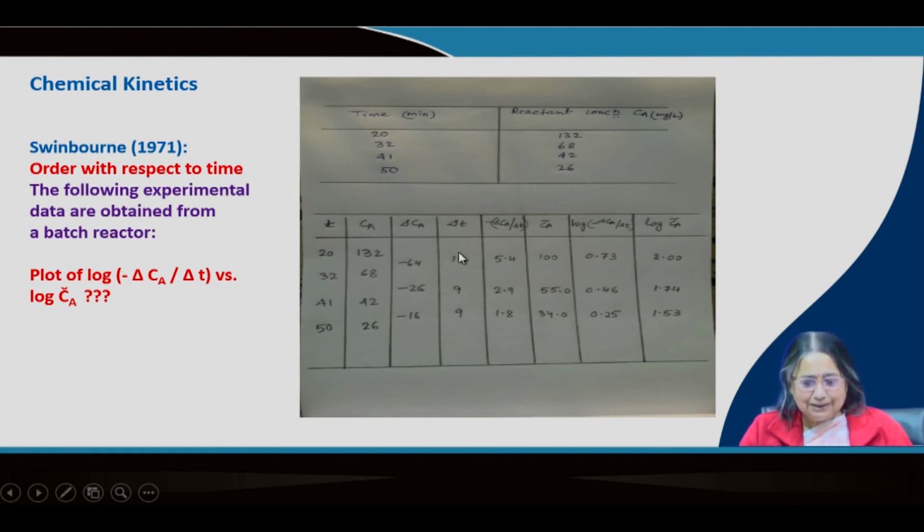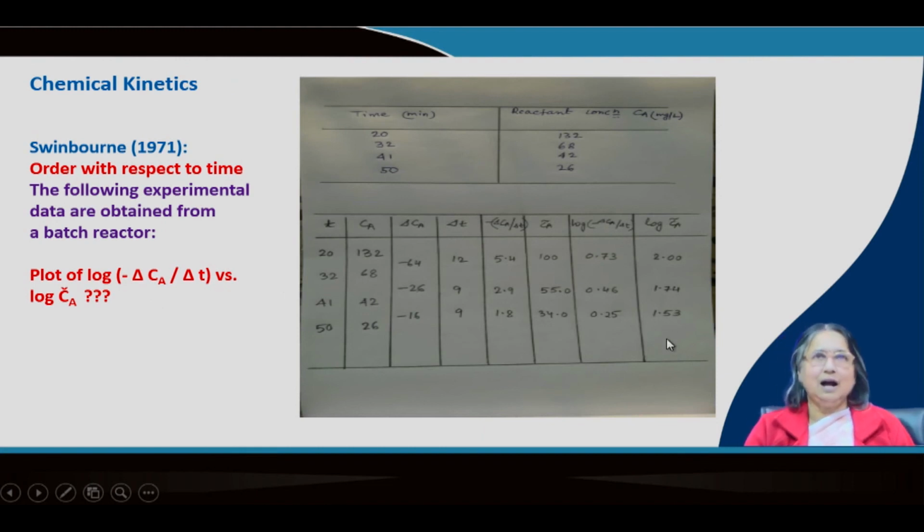Once you have all this data, you can find the log values. So, log of minus delta Ca by delta T, and this is log Ca average. Now you have these values. You have to plot log of delta Ca by delta T, obviously with the minus, I am not mentioning it all the time, versus log Ca.